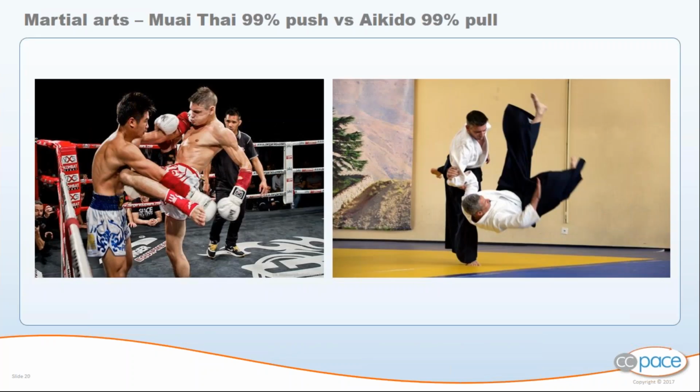Now, another example of cultures and sports that use pulling and pushing. Muay Thai is purely pushing. There's only one defense in Muay Thai: you go after your opponent. And Aikido is almost always pulling, 99% of the time. When you look at these two pictures, wow, which one looks easier? Which one is more like flow?